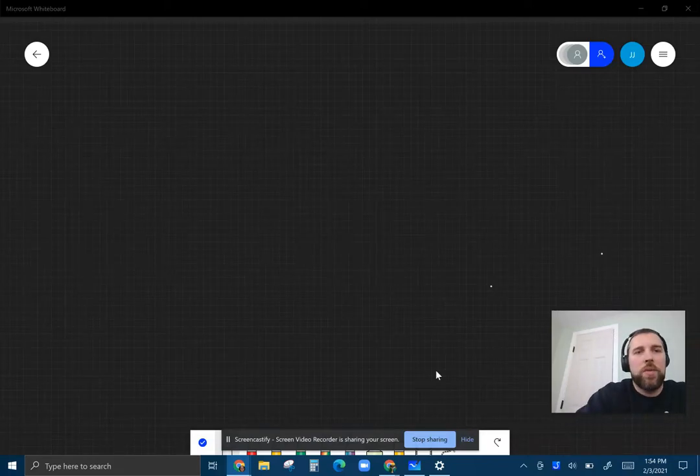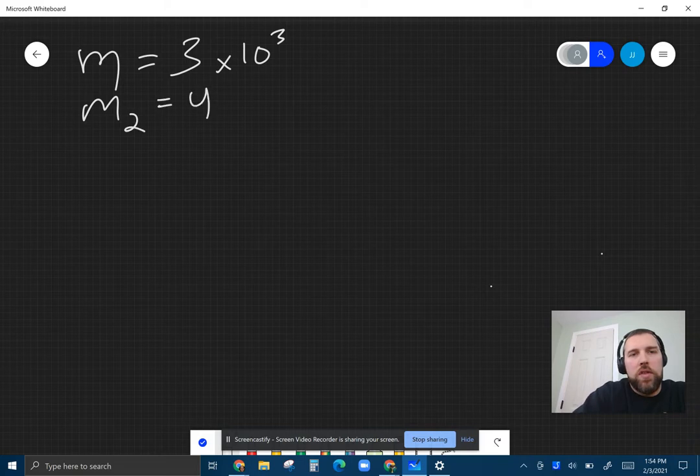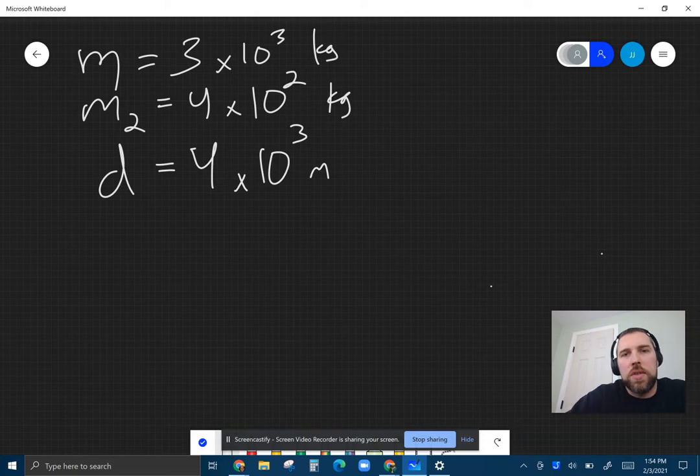All right, so doing math with scientific notation. Let's say I have a mass 1 that is 3 times 10 to the third, and then another mass 2 that is 4 times 10 to the second, and they are a distance 4 times 10 to the third meters apart. I should have said these are in kilograms, these are in kilograms.